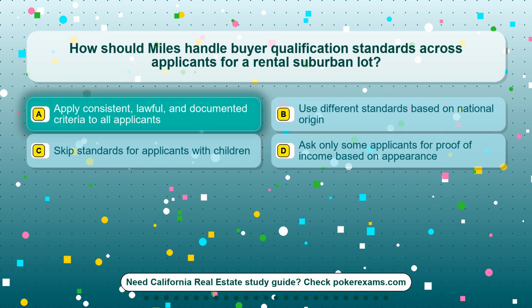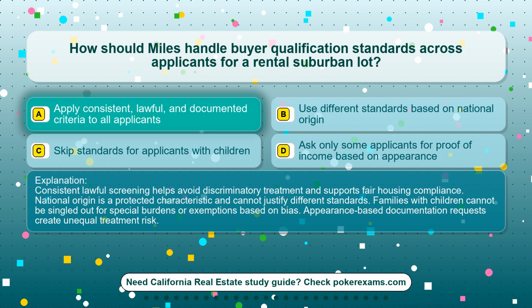The correct answer is option A. Apply consistent, lawful, and documented criteria to all applicants. Consistent lawful screening helps avoid discriminatory treatment and supports fair housing compliance. National origin is a protected characteristic and cannot justify different standards. Families with children cannot be singled out for special burdens or exemptions based on bias. Appearance-based documentation requests create unequal treatment risk.